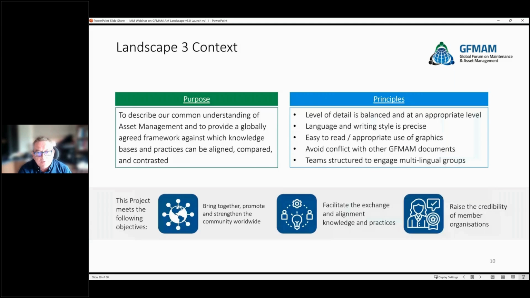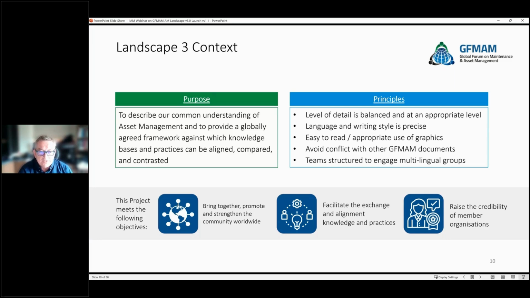Setting up, there's quite a formal process within Global Forum for projects. There's a scope of work document, with a whole set of requirements to make sure we're clear what the purpose is. Some of the principles defined as part of that scope was that the level of detail be balanced at an appropriate level. The Landscape is very much about defining the discipline, not telling you what to do or how to do it. It's meant to be high level. It's meant to be a definition of the discipline, not a detailed explanation of how you apply it in different contexts. It has to be that high level so it works across different industries, contexts and cultures, etc.